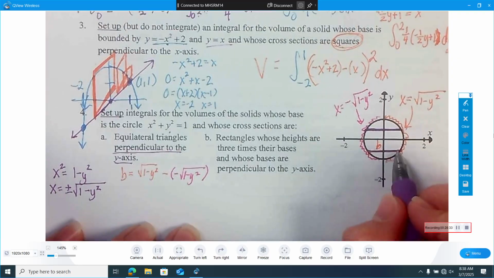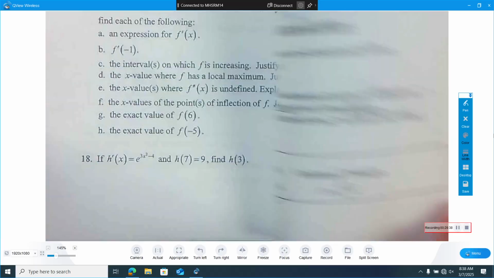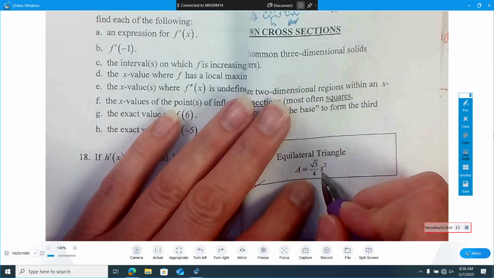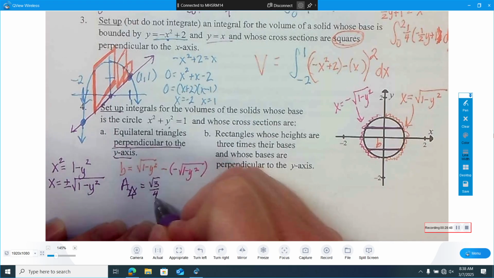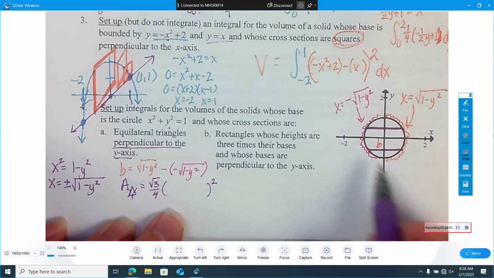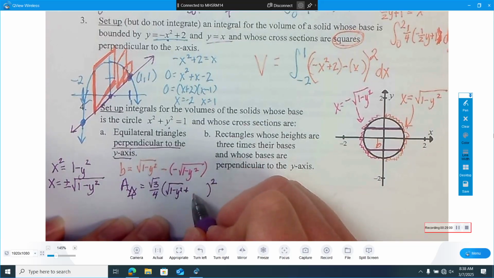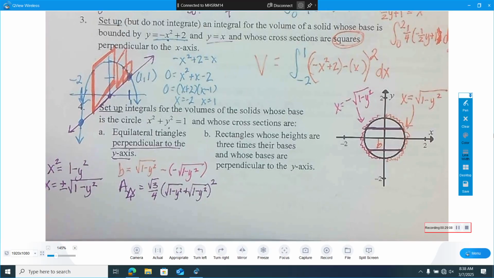All right, well, that's the base. What's the formula for the area of an equilateral triangle? Let's turn the page. It was radical 3 over 4, oh, instead of side, base squared. Okay. So radical 3 over 4 base squared, and our base is right there. Square root of 1 minus y squared, minus a negative, I guess I can turn that to a plus, the radical 1 minus y squared. Oh, that's interesting. So that's just 2 of them, huh? All right, I'm going to clean it up.